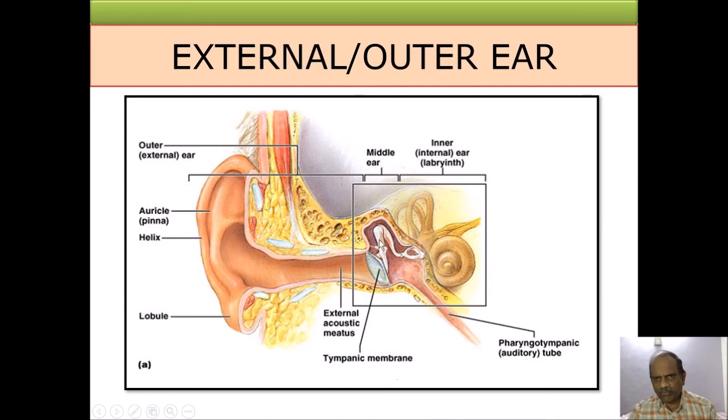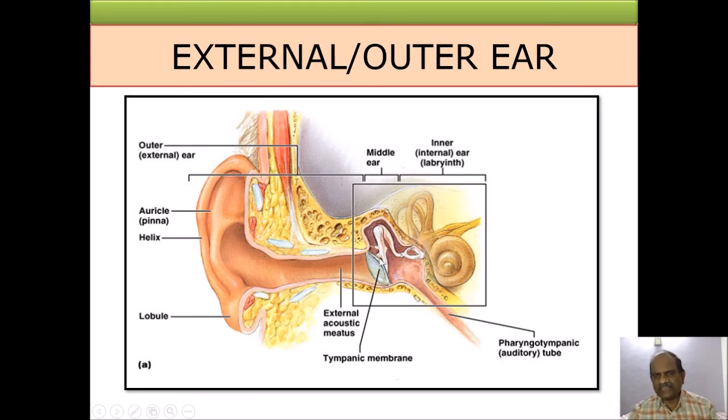This broad one is what we call the malleus. The second, which is attached to it, we call the incus, and this is what we call the stirrup, which is connected to the cochlear part. One important thing is that the middle ear is not continuous. It breaks somewhere, and it is connected to the pharyngotympanic or auditory tube, or very commonly the eustachian tube.